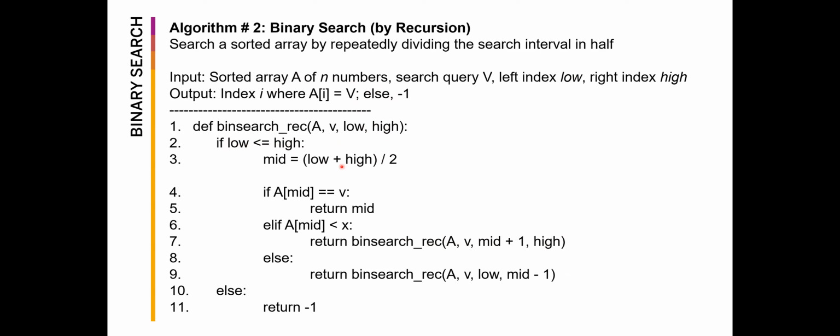We look at the middle element, low plus high. If A of mid is equal to V, then we return the mid index. If A of mid is less than V, then we run the same algorithm for the next interval, which is mid plus one and high.